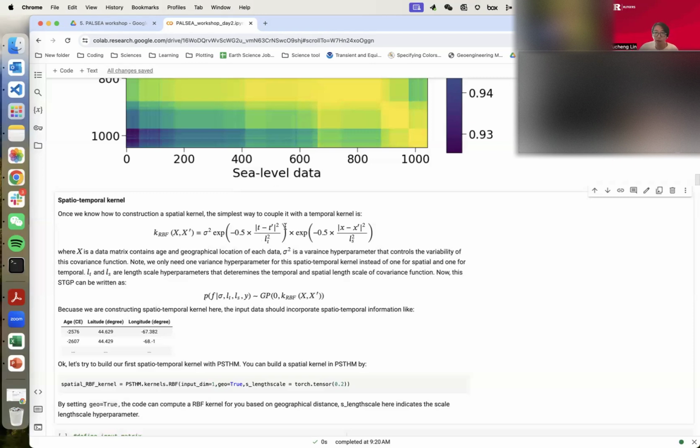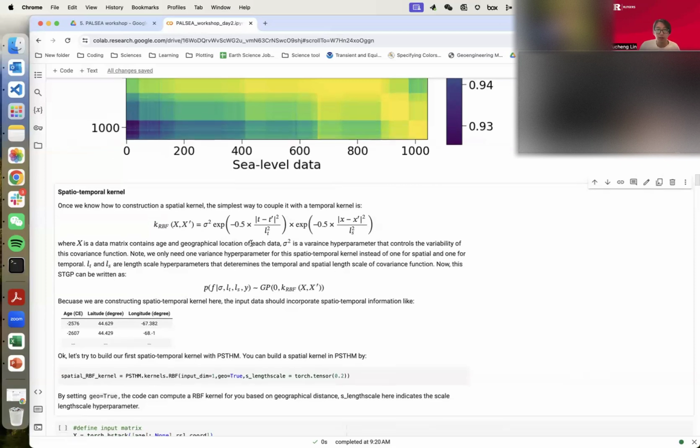Okay, because we are multiplying them together, you have 3 parameters here. One is the length scale for temporal space, and one is the length scale parameter for spatial space. And we have only one variance value for this kernel because if we multiply 2 variance together, we get 1 variance value. Okay, so you remember that for every spatial temporal kernel in PaleoSTEM, we have 3 hyperparameters: one is variance, one is spatial length scale, one is temporal length scale.